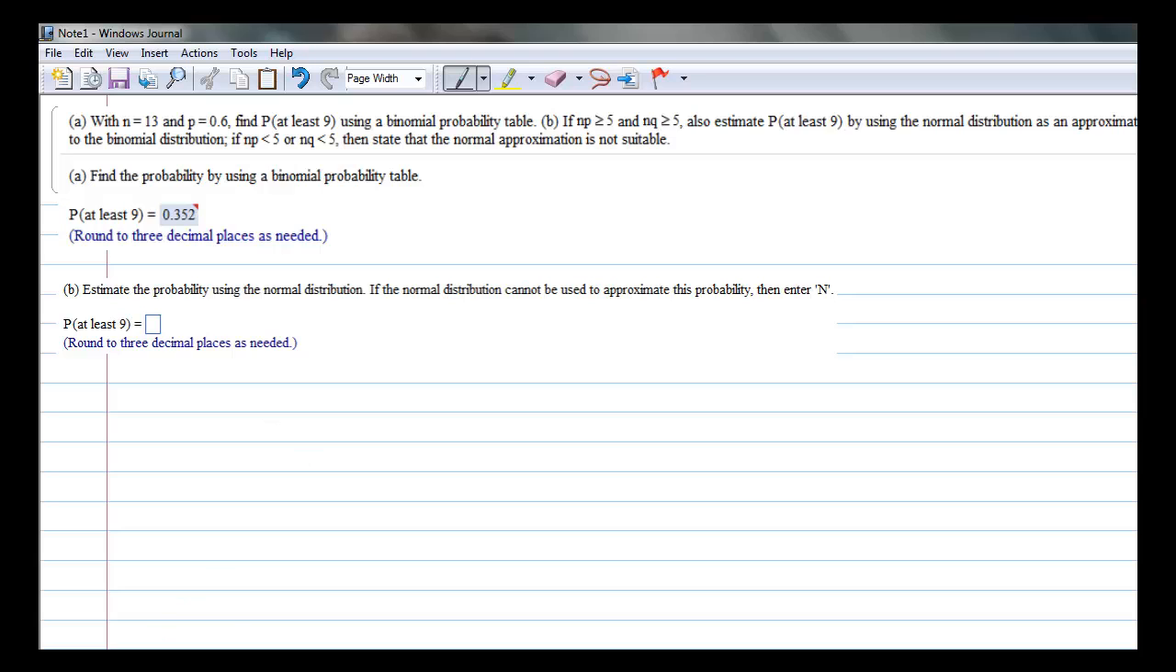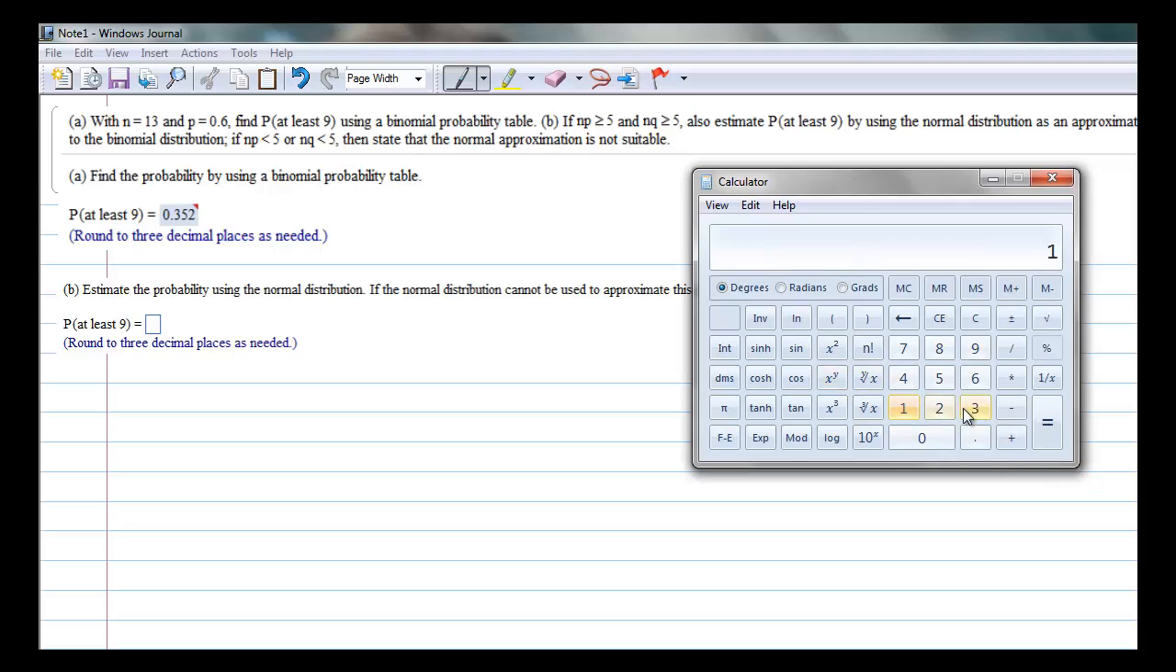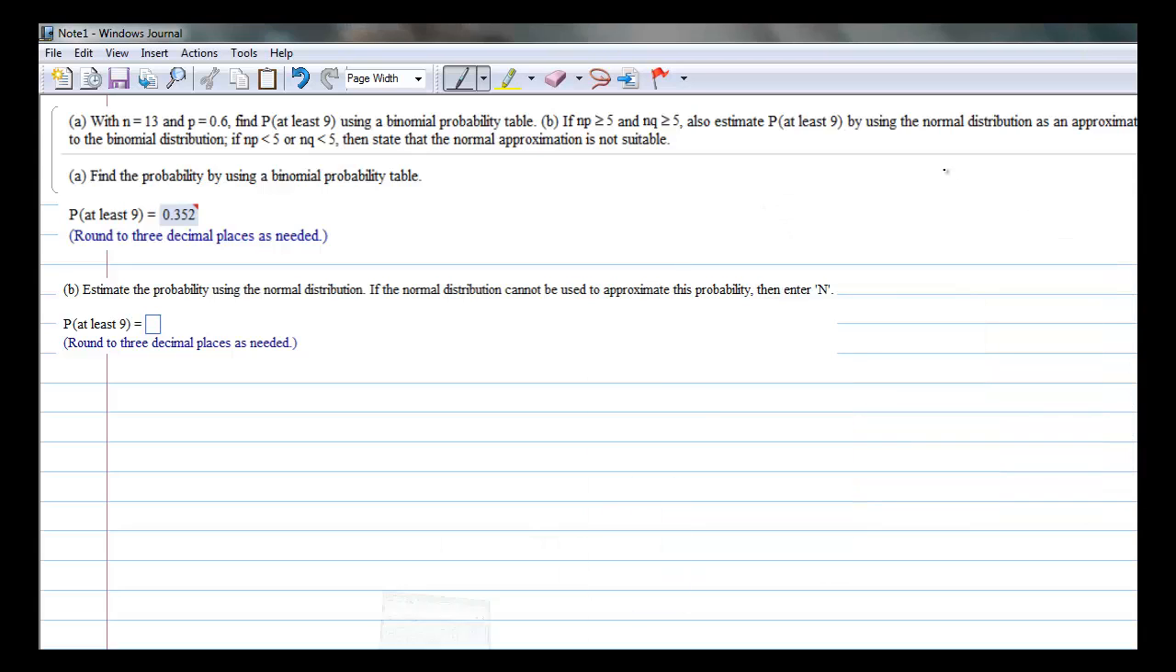So we pull out our calculator and we just double check it. Our n is 13, our p is 0.6, so for np we get 7.8 and we're good. Now let's do nq. We've got 13 times q, where q is 1 minus p, so we've got 0.4. So we got 13 times 0.4, and again we get a number that is greater than or equal to 5. So using the normal distribution as an approximation is perfectly acceptable.